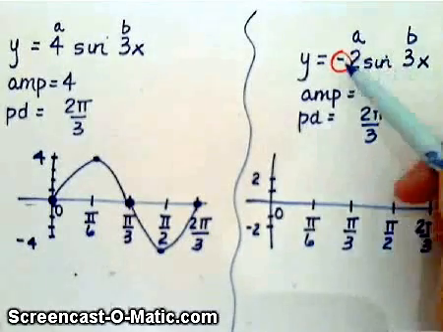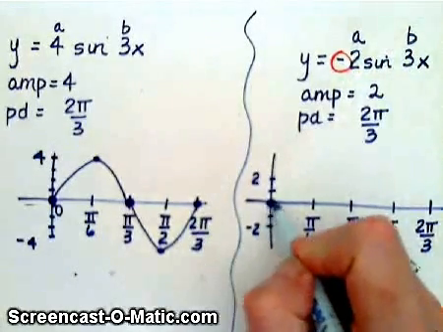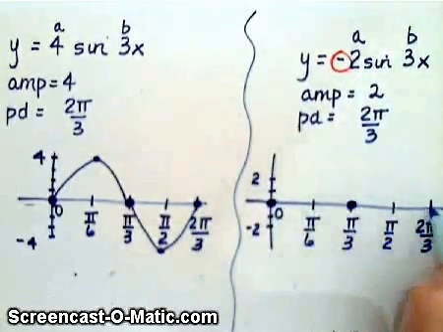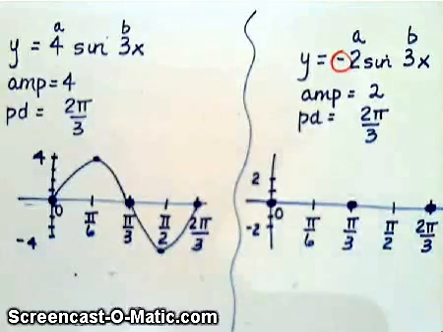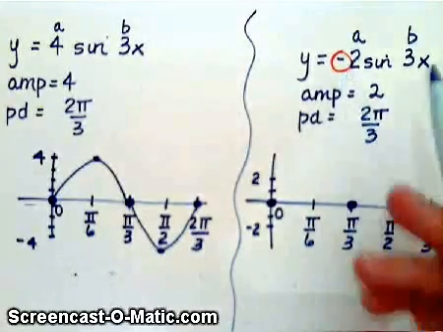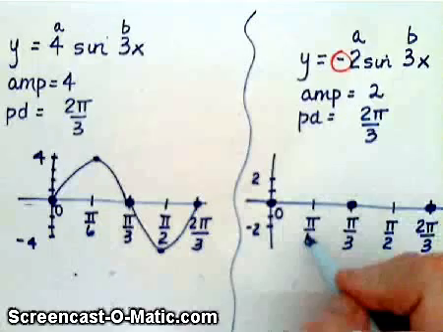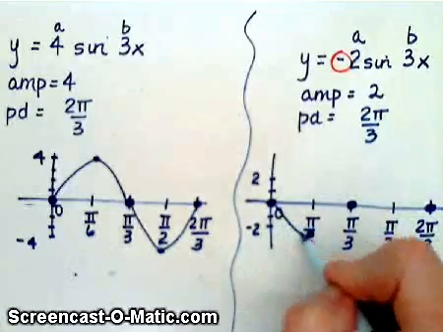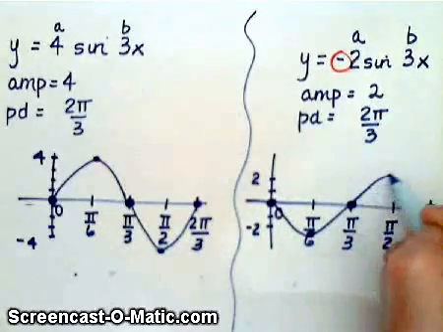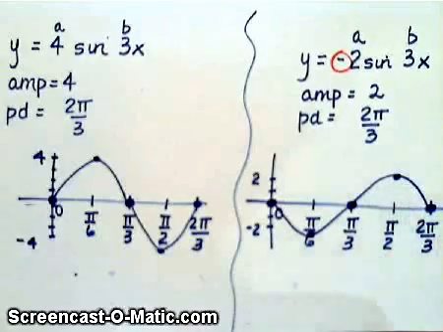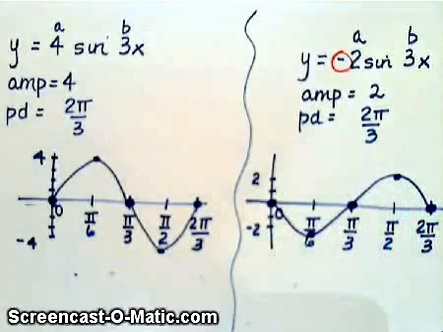Now, this negative does the same thing. Let's go ahead and put our points at the beginning, middle, and end, because that's a characteristic of sine. Because this is a negative, instead of going up to 2 first, we're going to go down to negative 2 first. So here you have negative 2 sine 3x. It goes down first and then up.